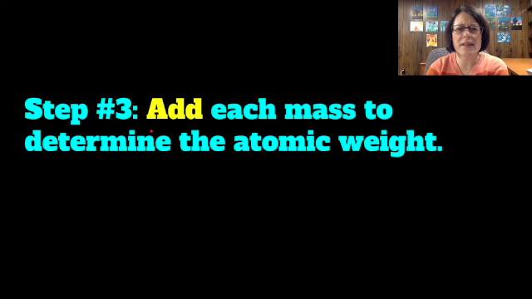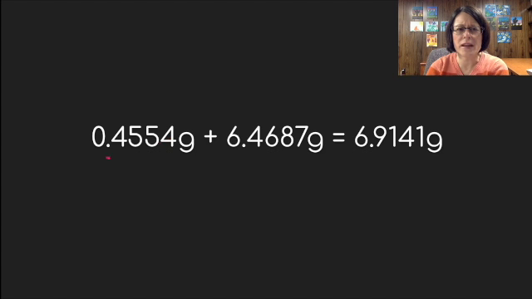Step 3 is to add each mass to determine the atomic weight. So I take those numbers that I found in the last step, 0.4554 grams and 6.4687 grams, I add them together and I get 6.9141 grams. Make sure you're writing these down in the spaces.